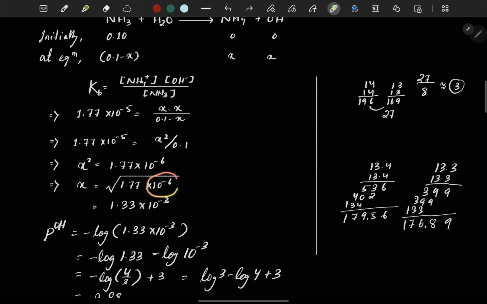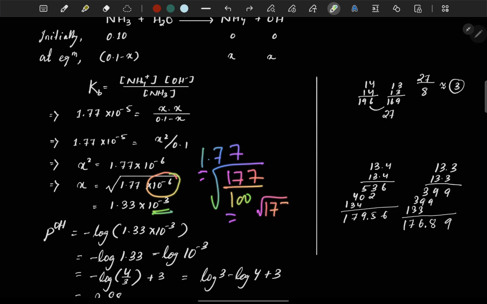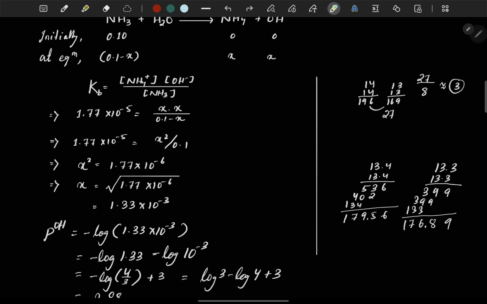We all know the square root of 10^-6 is equal to 10^-3, and this 1.77 can be written as 177 divided by 100, and the square root of this must be the square root of 177 divided by the square root of 100, that will be 10. So now we have to find the square root of 177.